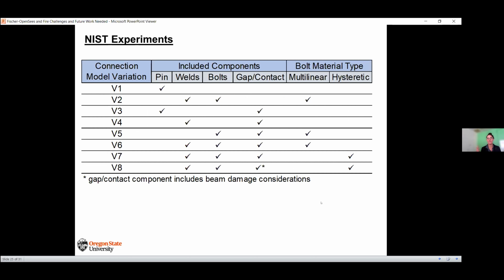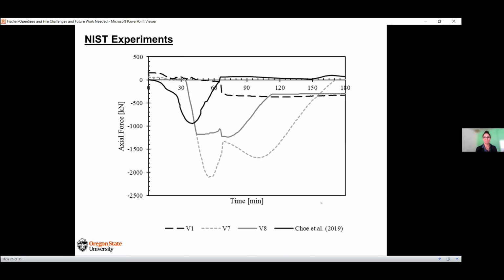We wanted to know how effective is our connection model in being able to simulate the connection rotation as well as forces in the connection. And then we varied different parameters along the way. I'm not going to present all of these. I'm only going to show you the pure pin connection as well as what happens when we do and do not consider that local buckling of the bottom flange of the beam in the connection.